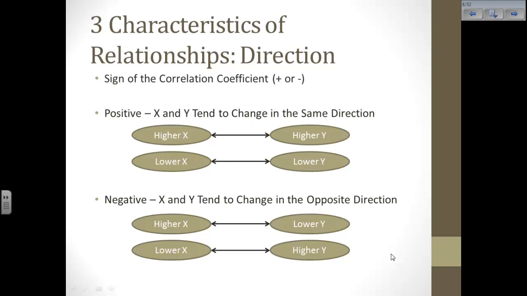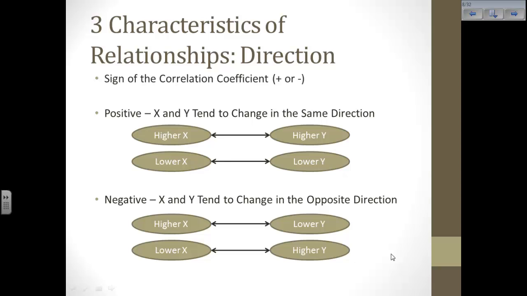So the direction is told to you by the sign of the correlation coefficient. So you'll either have a positive or a negative correlation. Again, the sign of the correlation, positive or negative, tells you the direction of the relationship. And direction just tells you how the variables are related based on whether scores on the low or high end of one variable's range correspond to the low or the high end of the other variable's range.